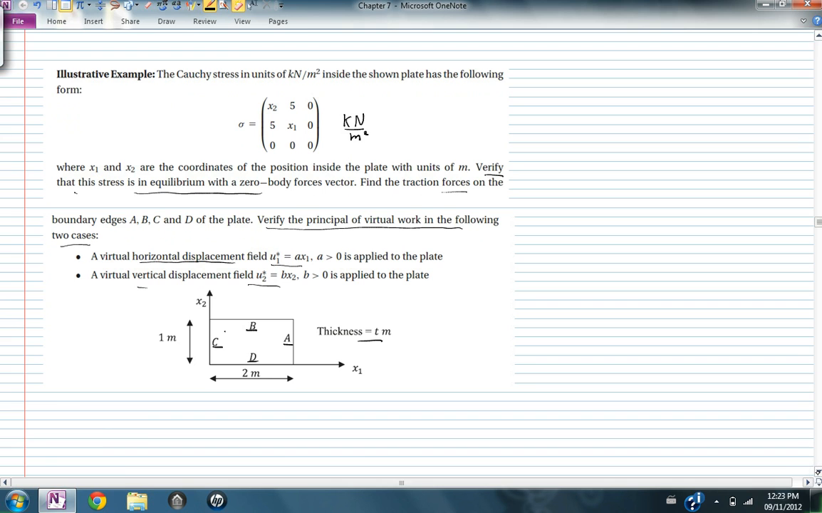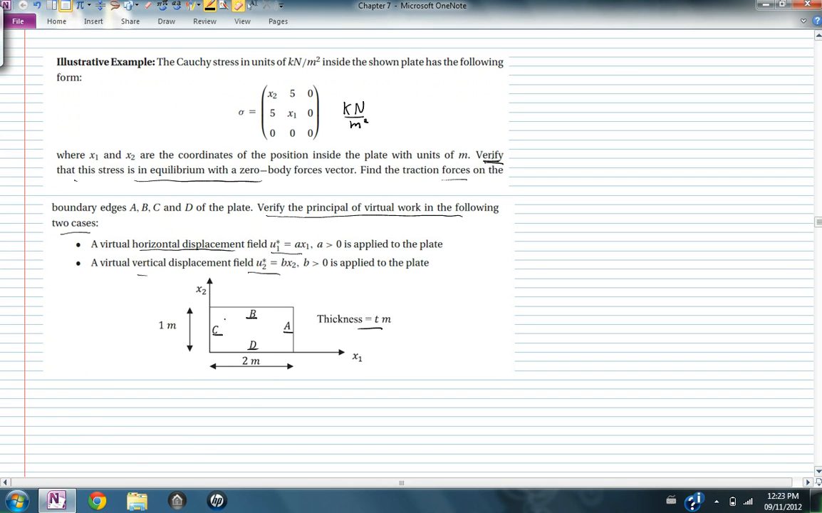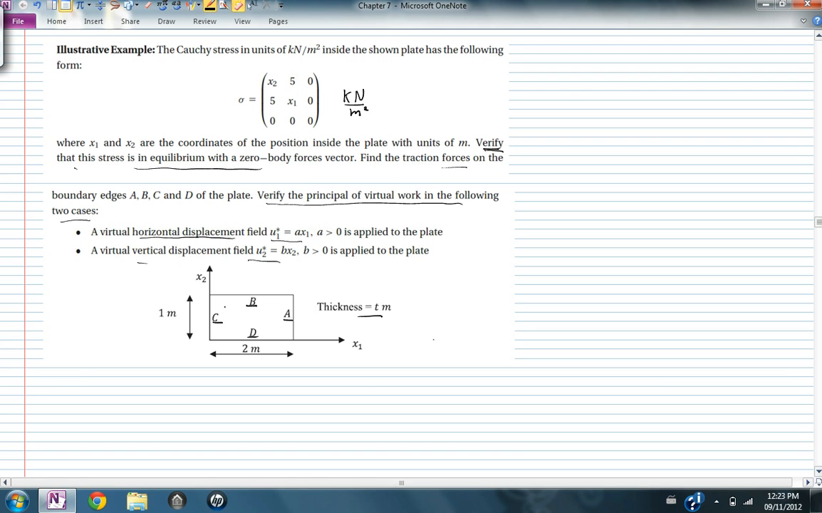So the first thing we're going to do is verify that this stress is in equilibrium with a 0 body forces vector. Which means that if I have the stress, I don't have any body forces or any object that's pulling that plate. So I don't have any gravity field that's pulling the plate. Rho b is equal to 0. I need to show that rho b is equal to 0.